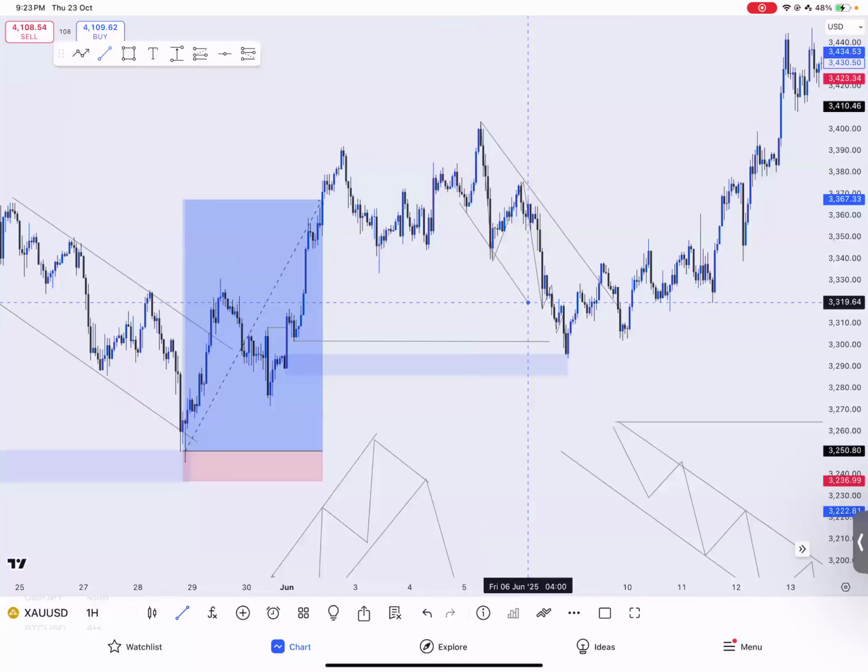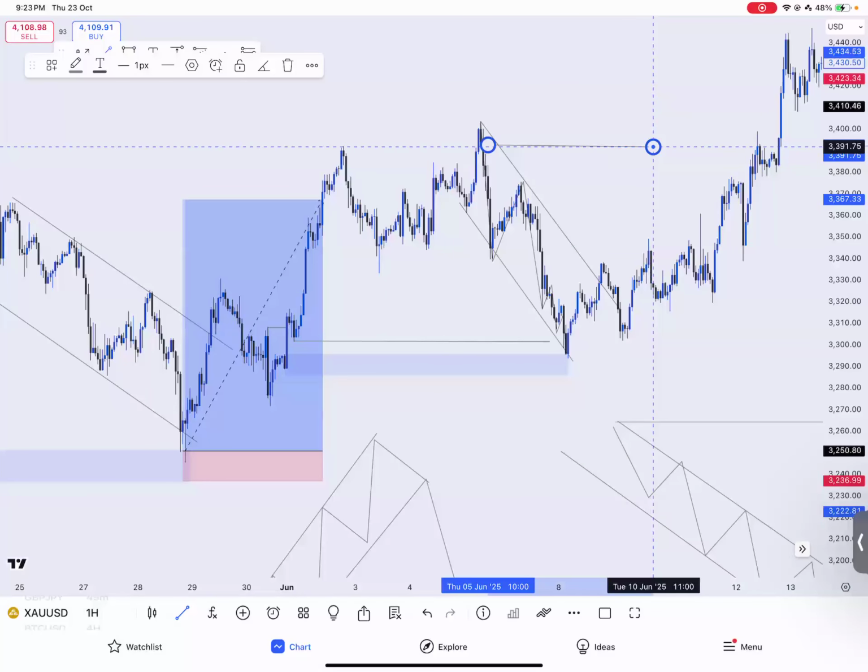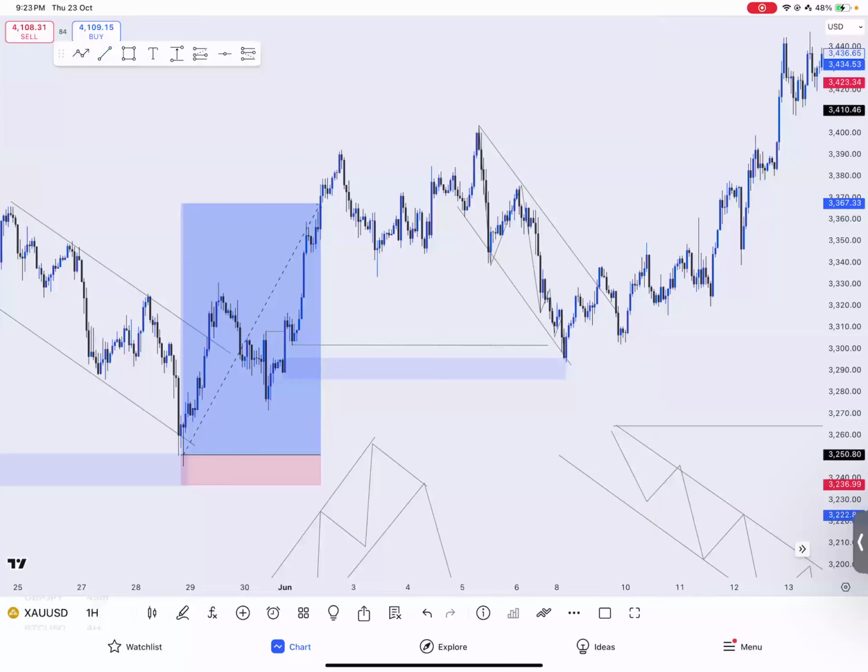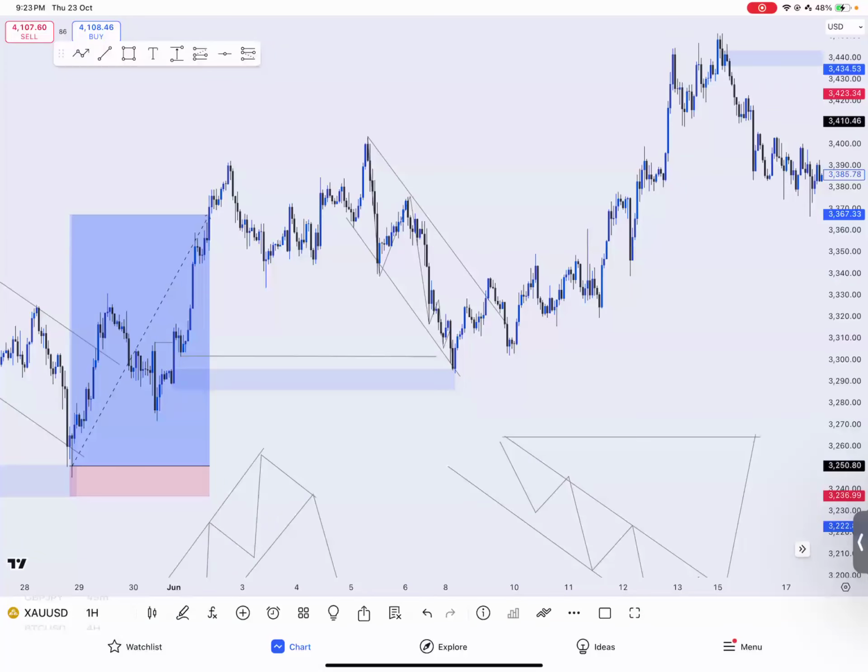Since this is a clear downtrend, it means that there's trendline liquidity being accumulated on the upside of the chart here. So since this is a downtrend, the trend line liquidity for the downtrend will be on the upside of the chart.